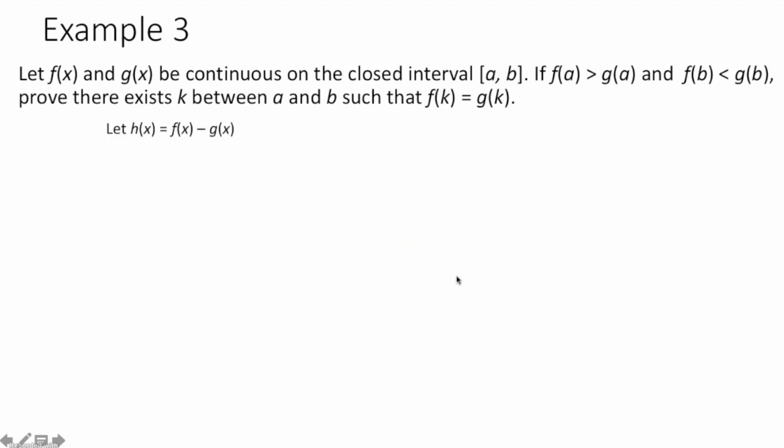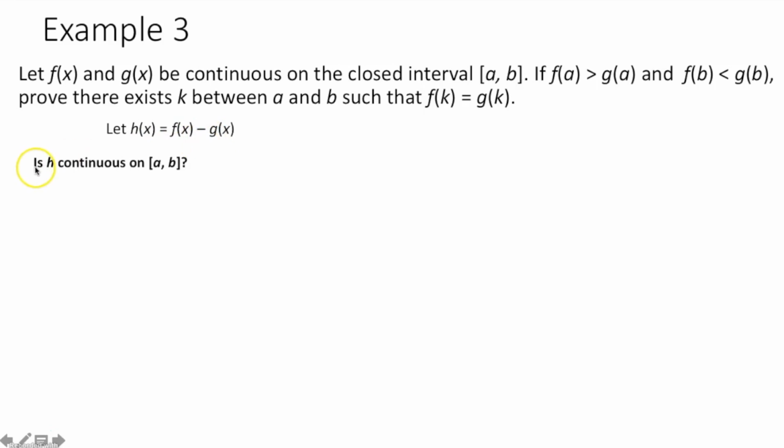What we do is we say h of x is going to equal f of x minus g of x. And you say, well, why would we do that? Because if we create some new function h of x that's equal to f of x minus g of x, all we have to do is show that at some point h of x is equal to 0. If we can prove that h of x equals 0 at some value k on this interval, then we can prove that f of k is equal to g of k, because in order to equal 0, these must be the same. So we let h of x equal f of x minus g of x.